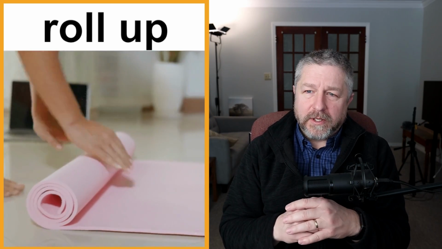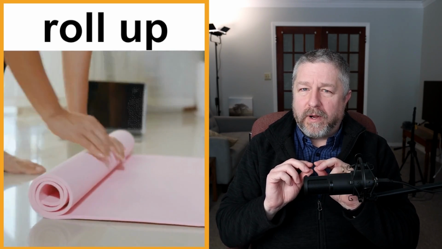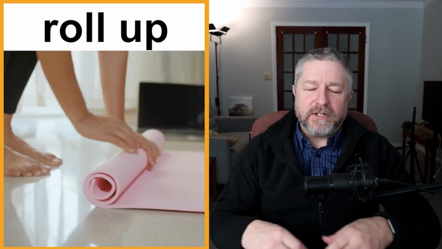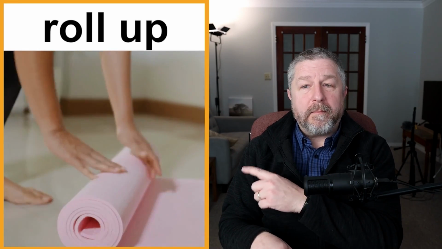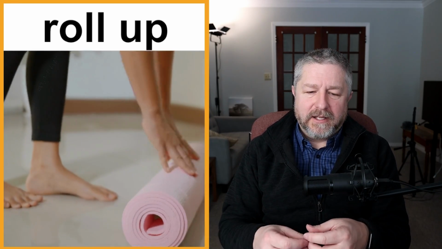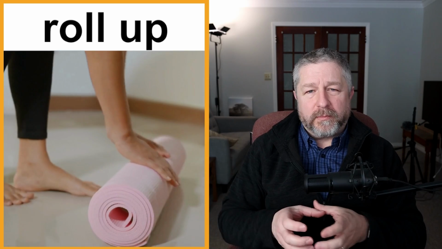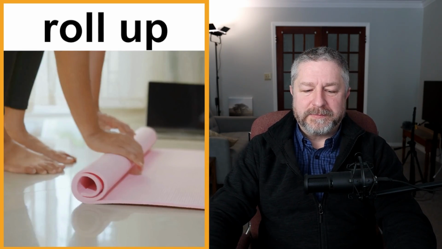And if you've ever done yoga or any kind of exercise, when you're done, you need to roll up your mat. So when you roll something up, you start at one end and you just start kind of turning it and moving it along the floor as you turn it, and eventually it will be rolled up. If you have a carpet, you might roll up the carpet. If you have a mat, you might roll up the mat. So anytime you turn something in order to make it more compact, or to get it ready to store or put away, you would roll it up.